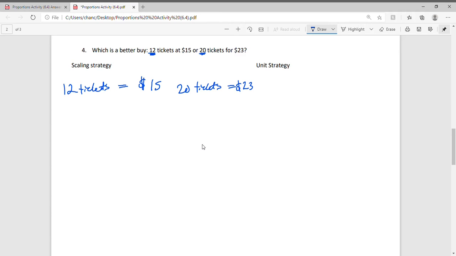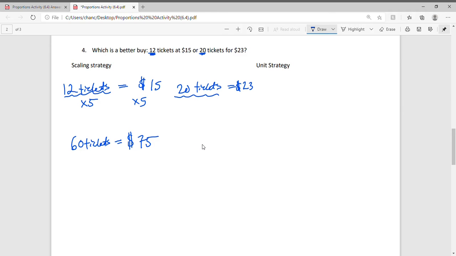So we'll have to figure out how to make these number of tickets the same. Well, we can multiply this number of tickets by 5. Let's multiply this by 5. And as a consequence, we'll have to multiply the other side by 5. So 12 tickets can be converted into 60 tickets. 60 tickets is equal to 15 times 5, or $75.